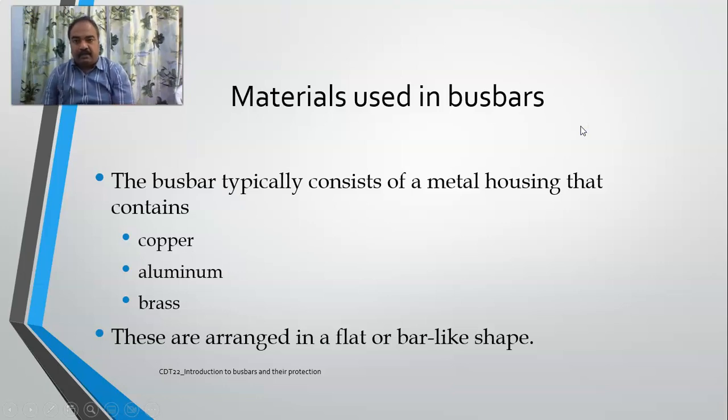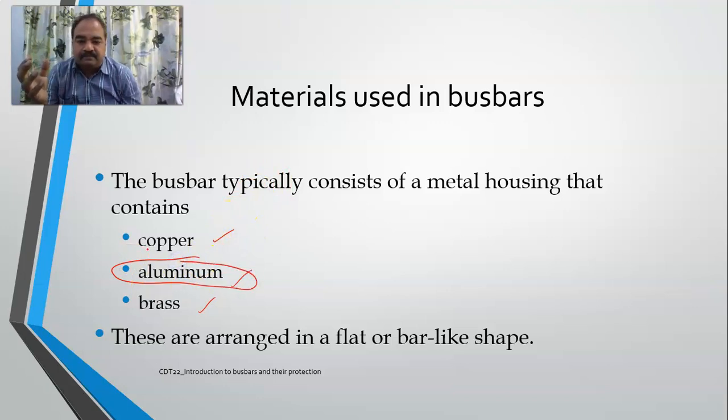Before I go on with this topic of busbars, let me clear up one thing. A busbar is a thick conductor, which is basically made of copper, aluminium or brass. Most of the time we employ copper, but since copper cost is high, we normally go with aluminium busbars. They have a flat or bar-like shape.